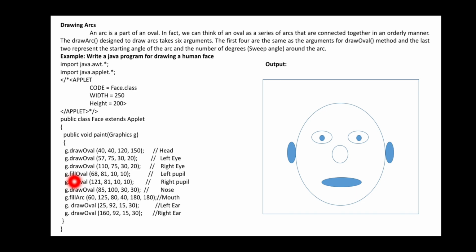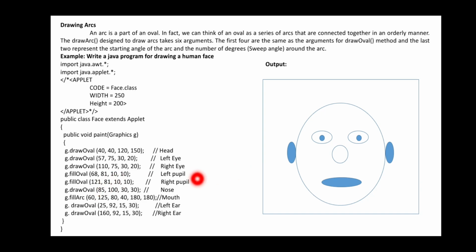Then g dot fill oval 68 by 81. So you are going to show the pupil. Pupil means the inner part of your eye, you can say. Then the same g dot fill oval 120 by 81. So once again you are going to have an oval where the y value will be the same, as well as the length and width will be the same, which is going to show the inner part of the eye, that is the pupil here. Then you are going to have g dot draw oval 85 by 100 330 30. That is going to draw an oval for you, that is the nose. It is going to display a nose.